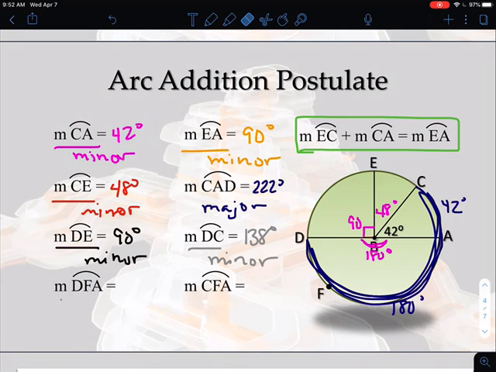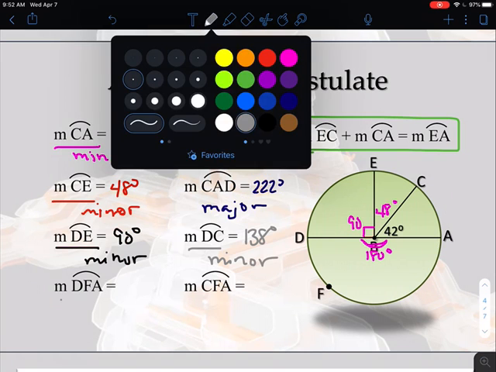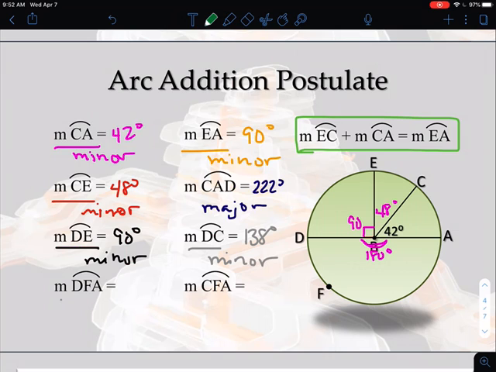As far as DFA, if I get rid of some of this on the outside, make this a little cleaner. If I go from D to F to A, so D, pass around through F, and then to A, so I'm looking at this piece right here, notice that's half of my circle, or 180 degrees, and that's a semicircle.